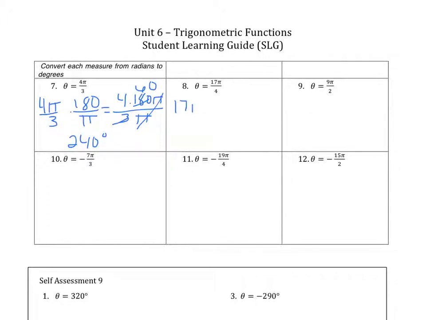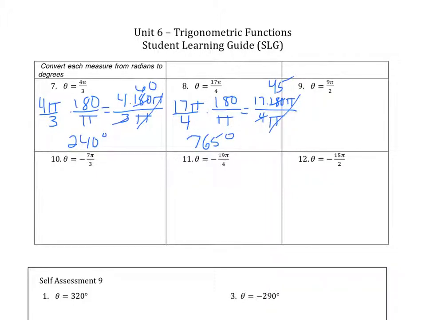Number 8, we have 17 pi over 4. And we go ahead and multiply that. We want to cancel out pi, so that goes on the bottom, 180 goes on the top. So I have 17 times 180 times pi over 4 pi. Go ahead and cancel out the pi's. Divide 180 by 4, and I get 45. And 17 times 45 is 765 degrees. Go ahead and do number 9 for homework.